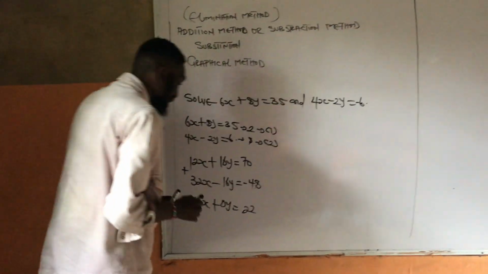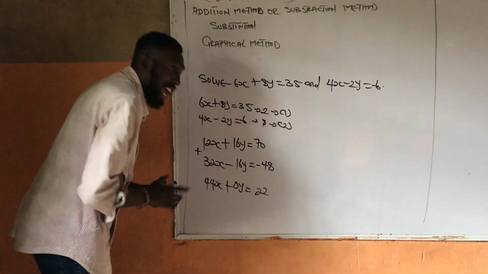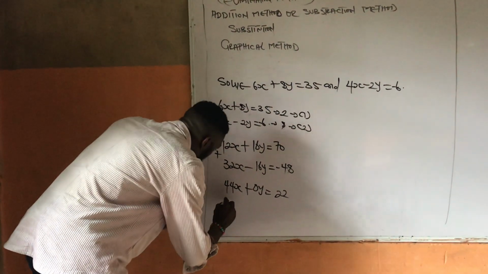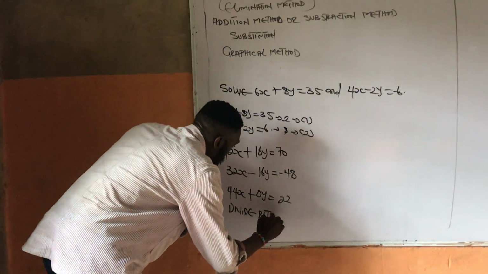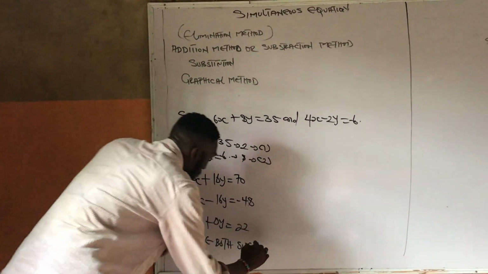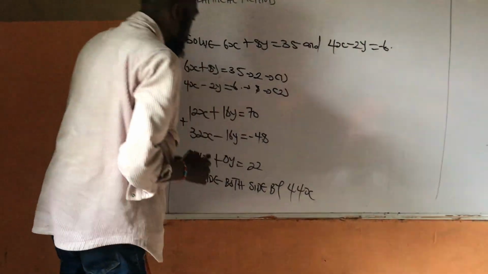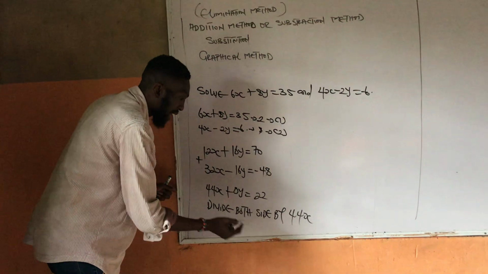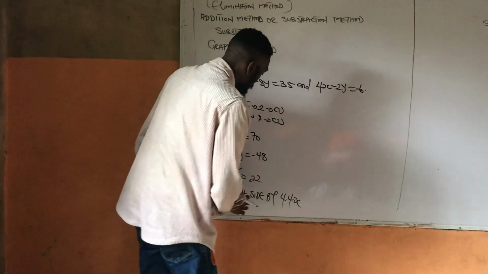So at this junction, I'm going to divide both sides by 44x. I should write it there so you don't forget. Divide both sides by 44x. Because this is 0 now, it doesn't matter, you just cancel your 0. So I'm going to come to this place because I'm dividing by 44x.